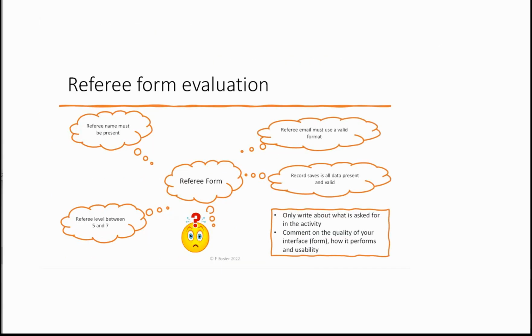As with the evaluation in Part A, I think it's easier if you approach this evaluation in two separate parts. So we'll deal with the referee form evaluation first. And I've just done a diagram here just to help clarify thoughts and what you need to be writing about. So we need to comment on the referee name must be present. The referee level must be between 5 and 7. The referee email must use a valid format, and the record saves if all the data is present and valid.